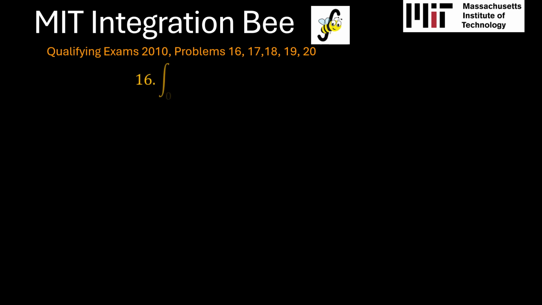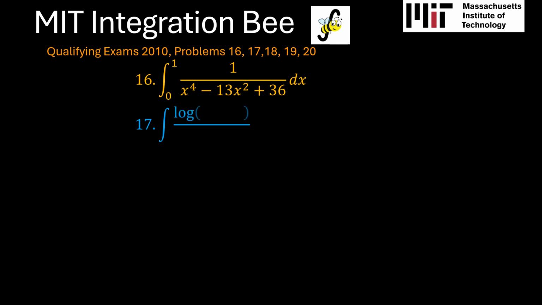Problem 16 is the definite integral from x equals 0 to x equals 1 of 1 over x to the power 4 minus 13x squared plus 36. Problem 17 is the indefinite integral of natural logarithm of x over x. Problem 18 is the integral of 1 plus cotangent x over 1 minus cotangent x.